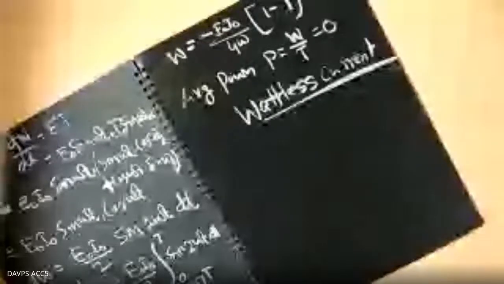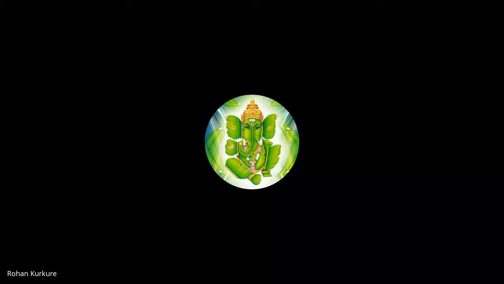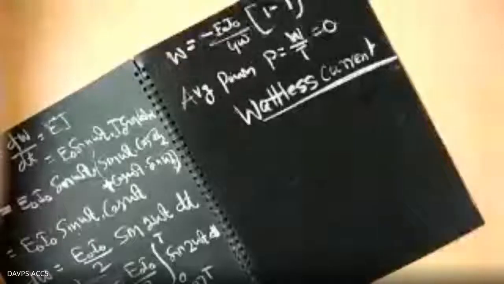Ritesh, what do you mean by the Watt-less current? An AC circuit containing either capacitor or inductor, the current is said to be wattless if the average power consumed in the circuit is 0. Rohan, what is Watt-less current? Current that does not contribute to the rate at which work is being done in the circuit is called wattless current. Very good, very good.